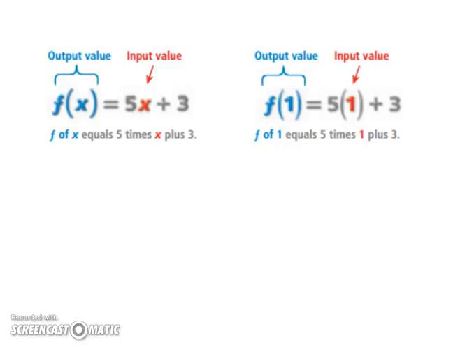We have f of x, that's your output value. And then that equals 5 times x plus 3. That x value, that's your input. So you input a value in for x, and you come out with an output or a solution. So let's move over to the right. If you input the value of 1, so what is f of 1 equals 5 times 1 plus 3. So your output in this case would be 8.